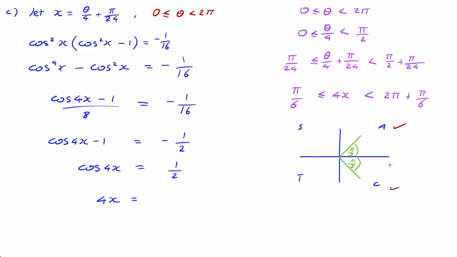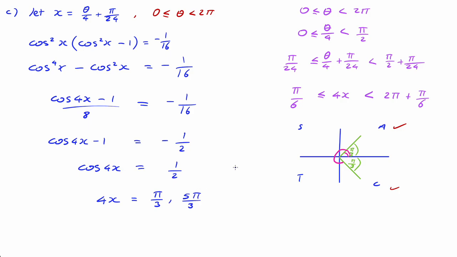Okay, so we have cos 4x is equal to a half. So 4x must equal pi over 3, or, and then I go around this circle, so pi over 3, or this guy here, which is 2 pi minus pi over 3, which is going to be 6 pi over 3 minus pi over 3, 5 pi over 3. So this is 5 pi over 3.